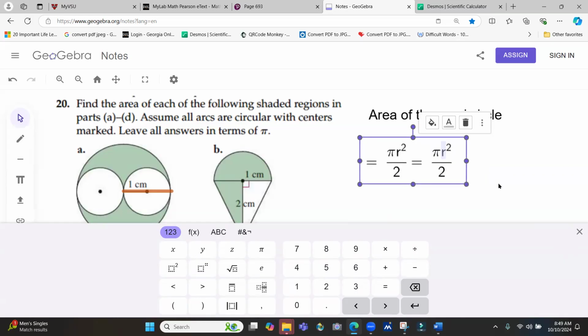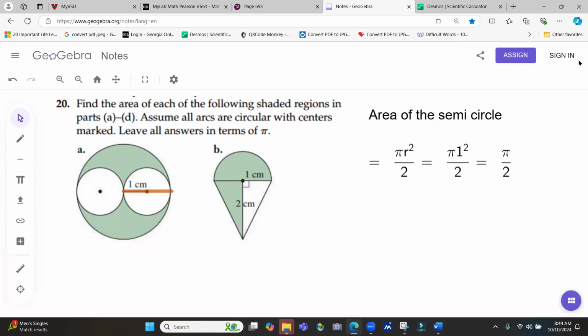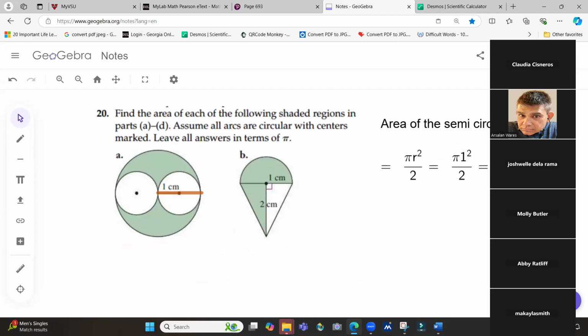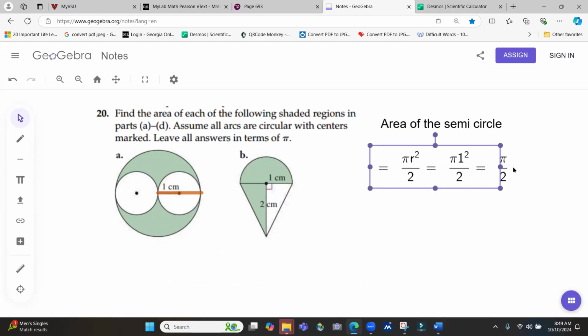I'm going to put a 1 here. And what do I get? I get pi over 2. So far, we have only completed the semicircular part. Okay? Now, let me double check if I made a mistake. I don't think I did.